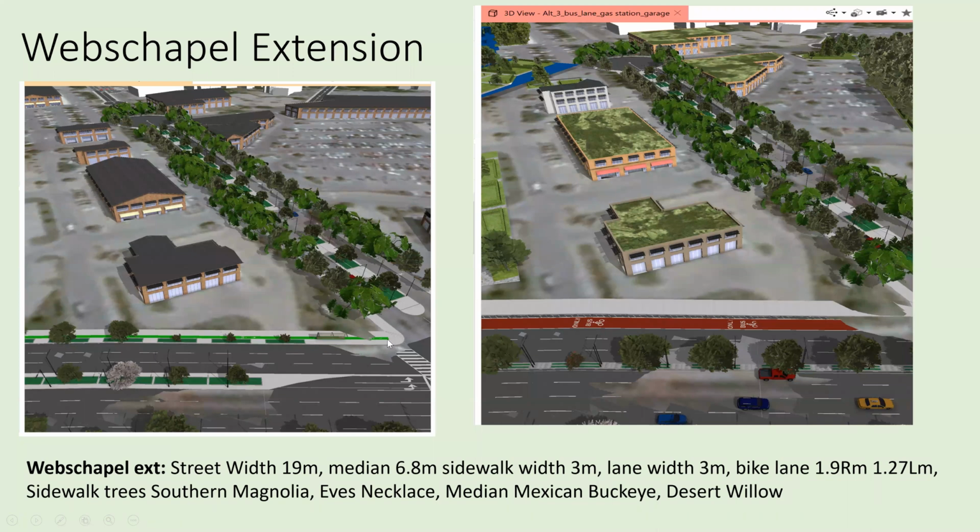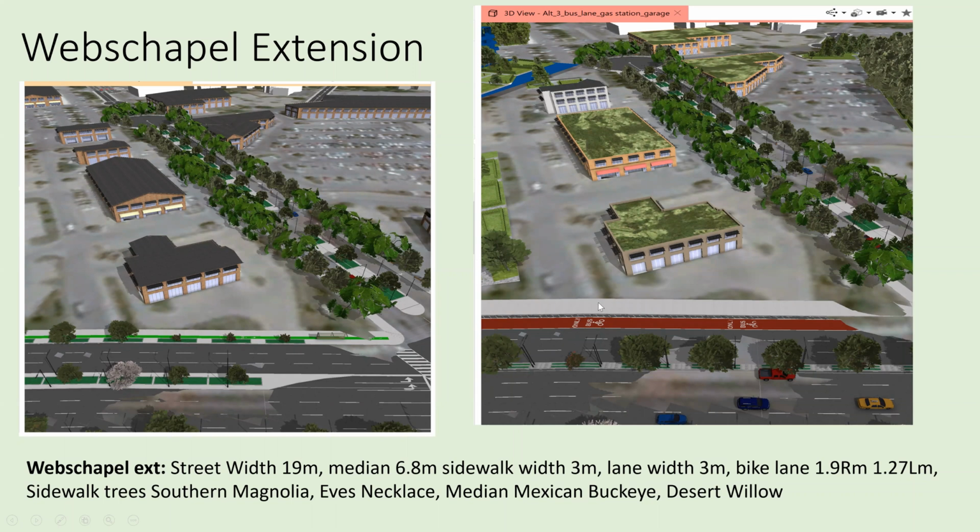Webschapel Extension is a street coming off of Northwest Highway. The goal is to reduce speed on this road, so the median has been expanded to 6.8 meters, and the street width is 19 meters. It has been added a bike lane on the sidewalk and planted with southern magnolia on the sidewalk, Eve's necklace, and the median with the 6.8 median has Mexican buckeye and desert willow.